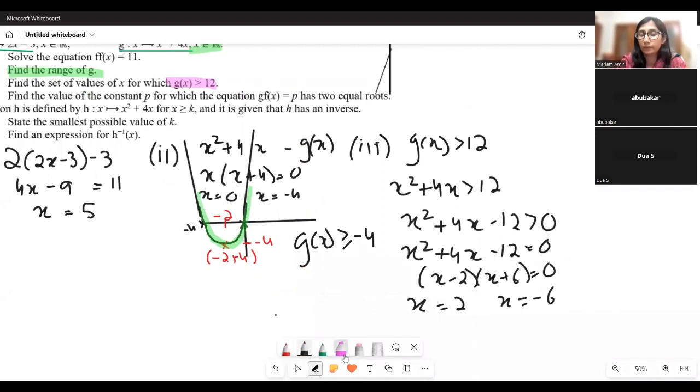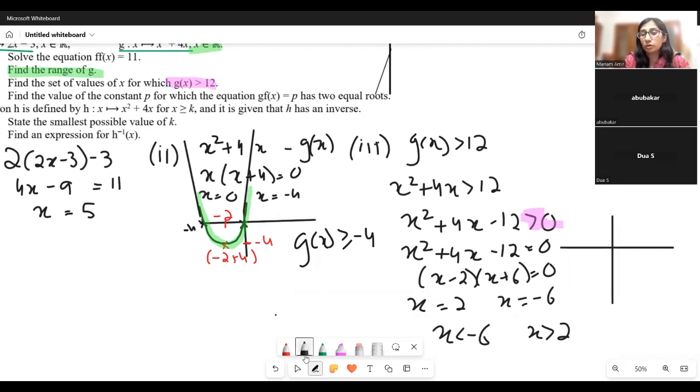Greater than 0, yes. So what will the final answers be? Miss 2. It wasn't like this before. So since it's an inequality question, x is greater than 2 and x is less than -6. Yes.